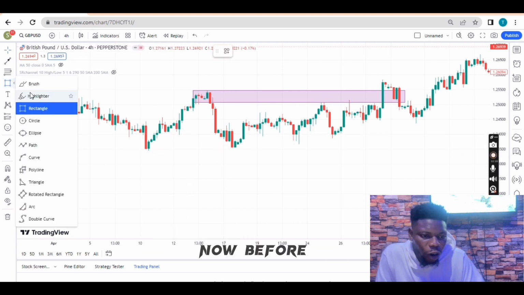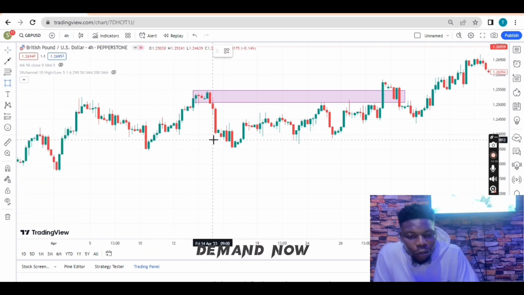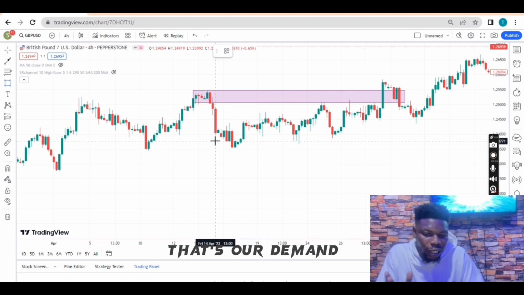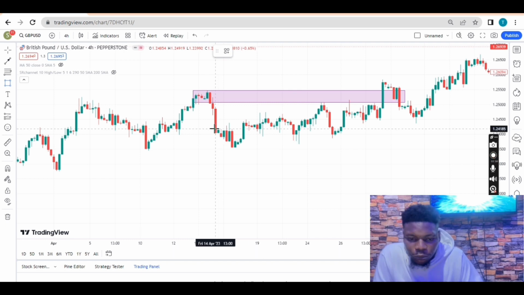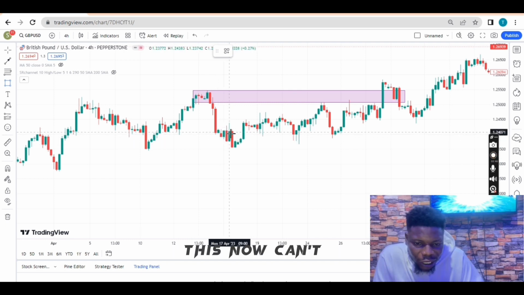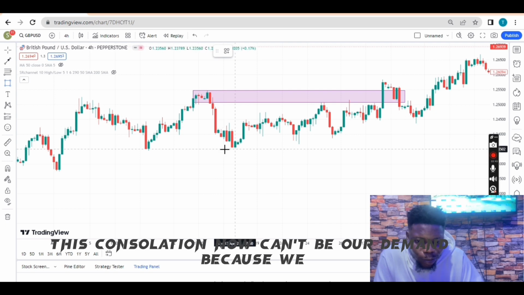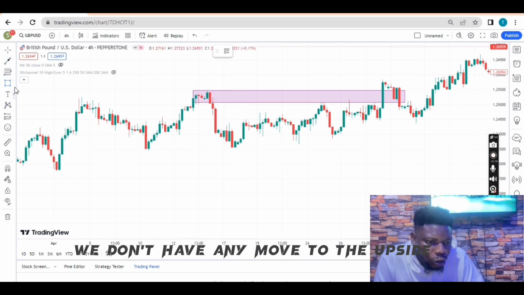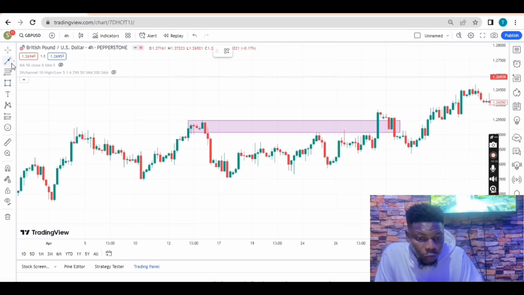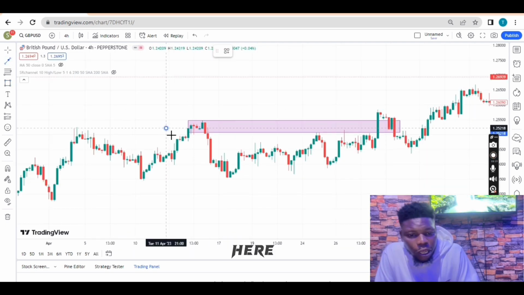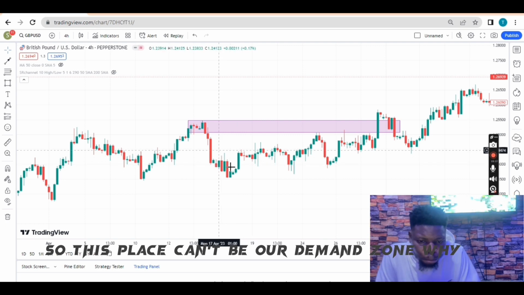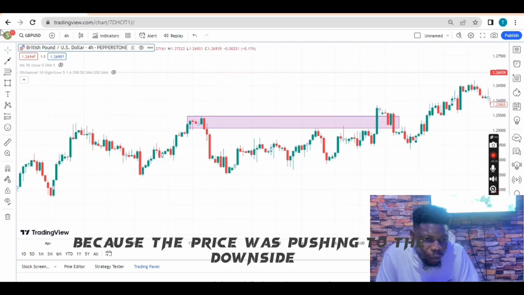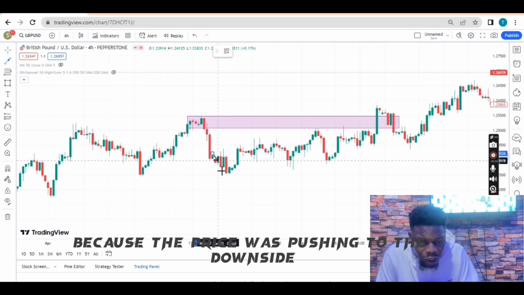So demand is when the price moves from there to the upside. That's our demand. So this consolidation can't be our demand because we don't have any move to the upside. So this place can't be our demand zone. Why? Because the price was pushing to the downside.